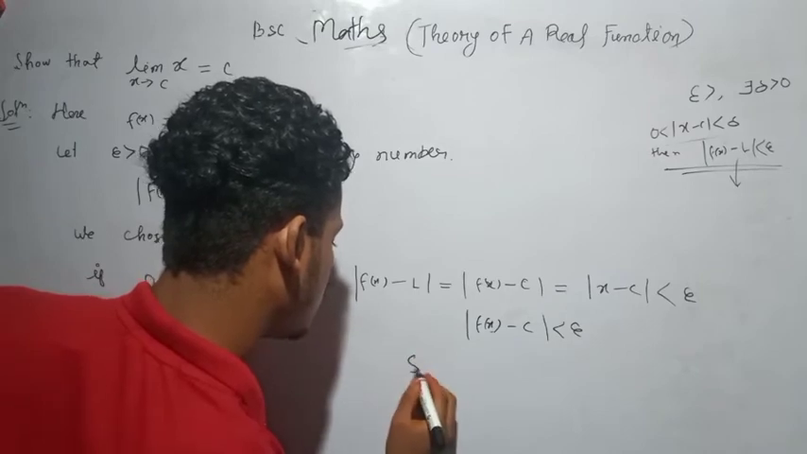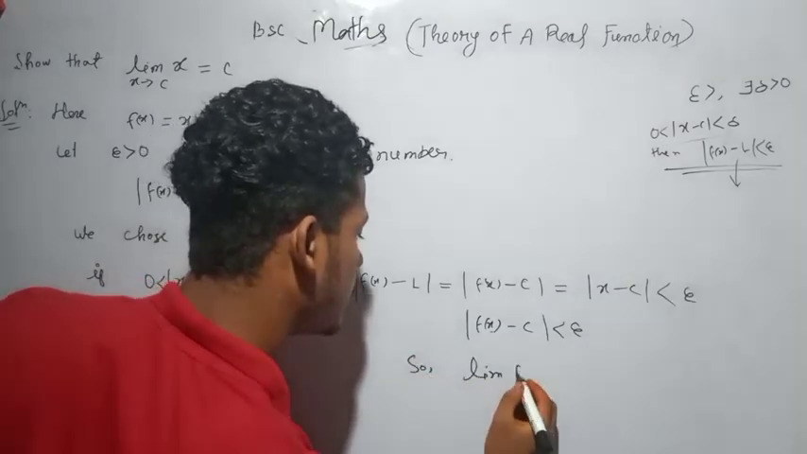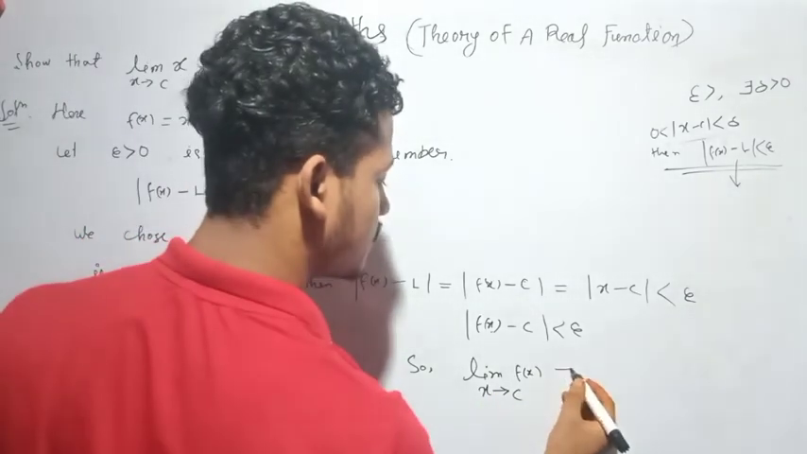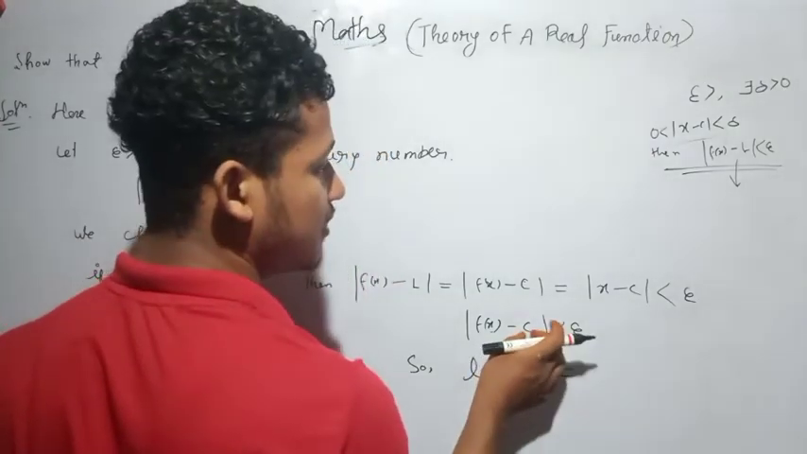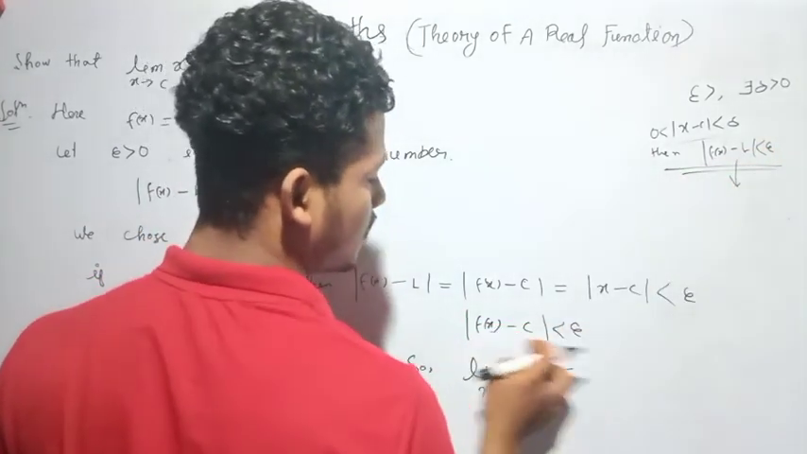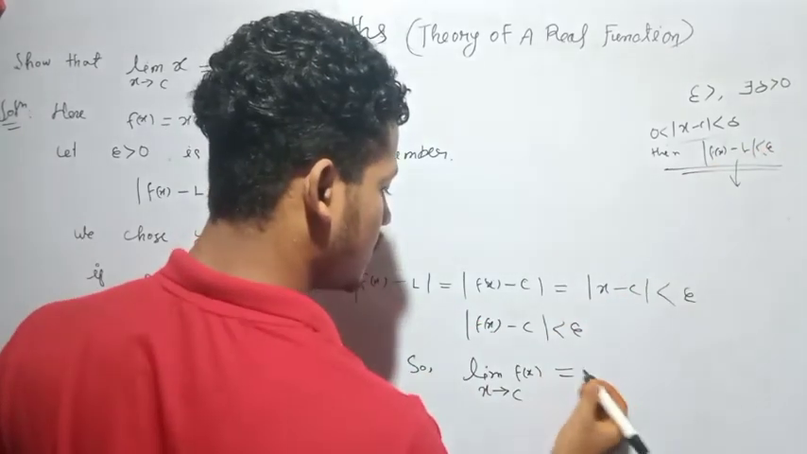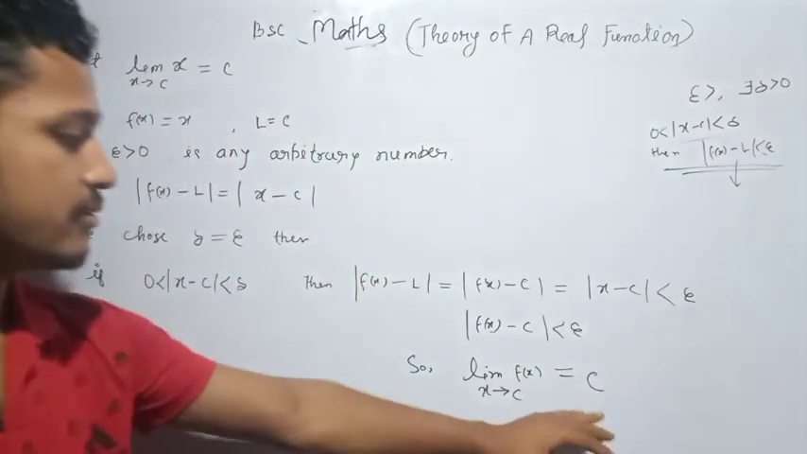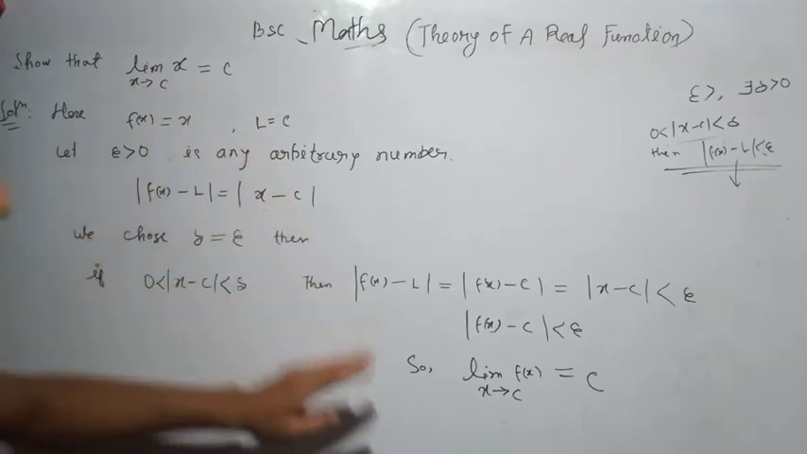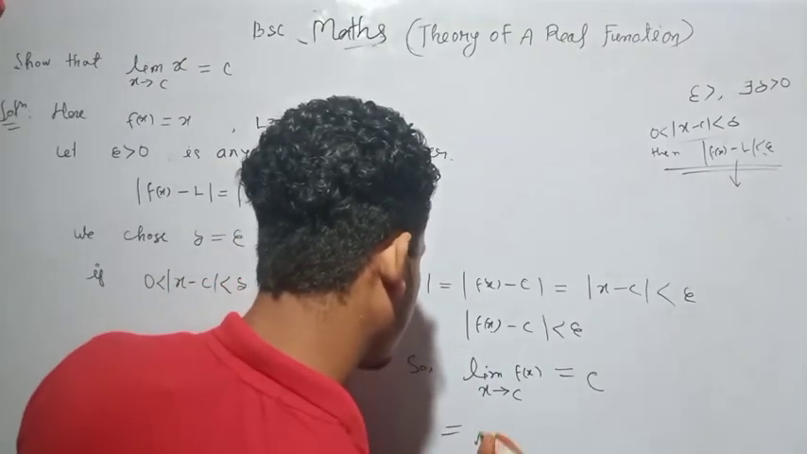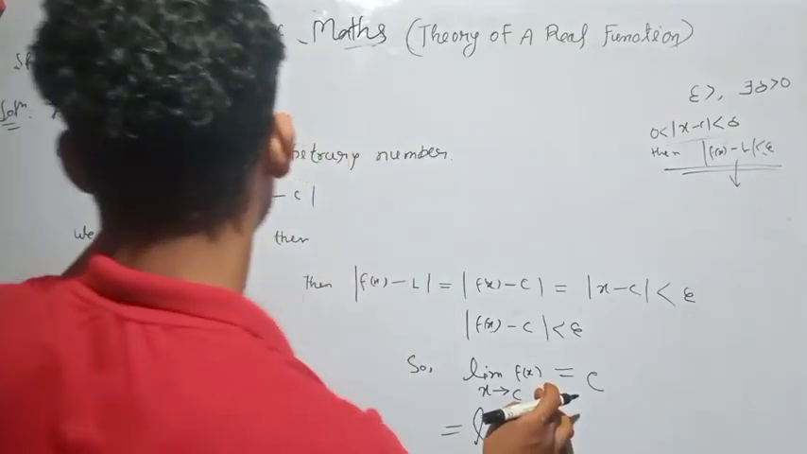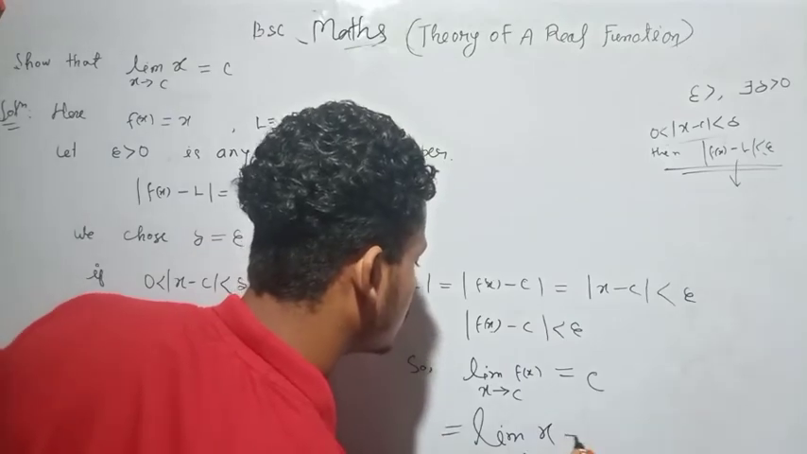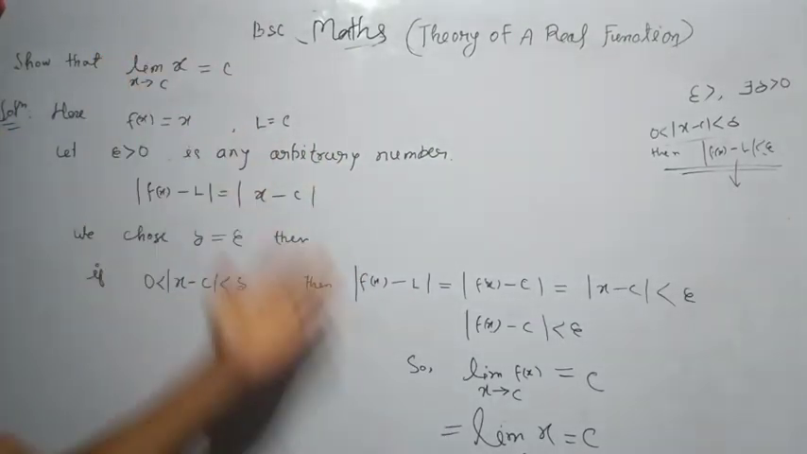So limit of f of x as x tends to c is equal to L, since modulus of f of x minus L is less than epsilon, that is the limit definition. But in the place of L, here we have c. So we have proved the limit, and we can write here f of x is equal to x. So limit x tends to c of x is equal to c. So this is the solution of this problem.